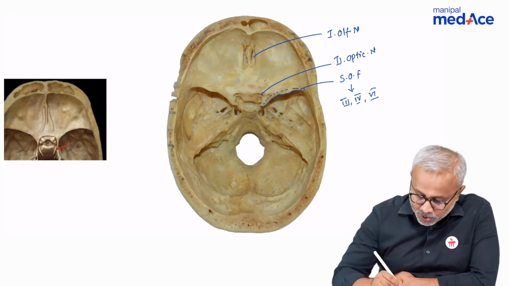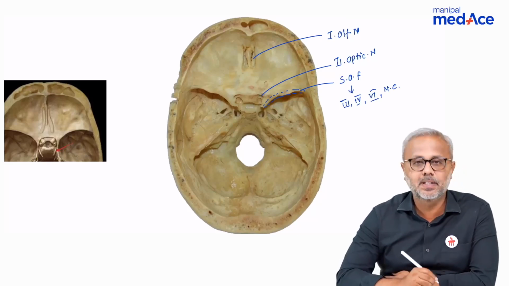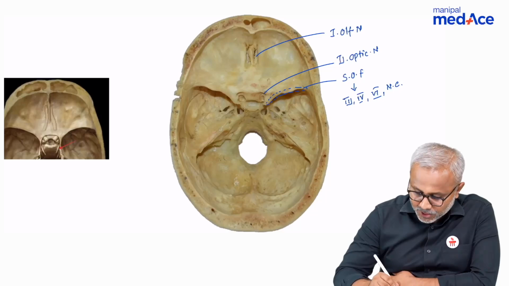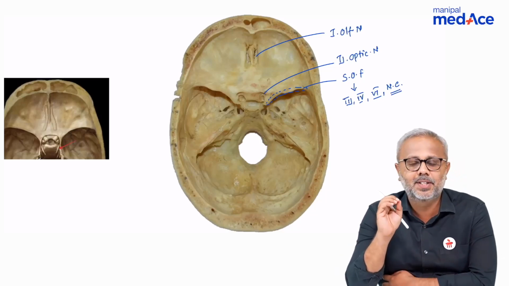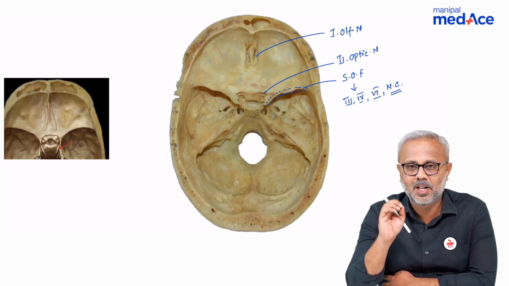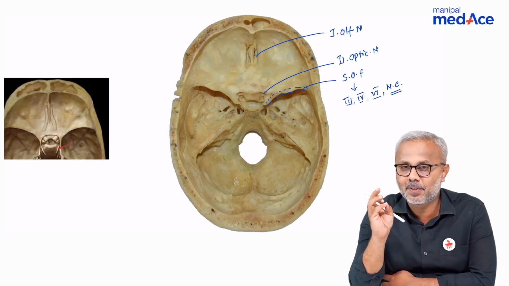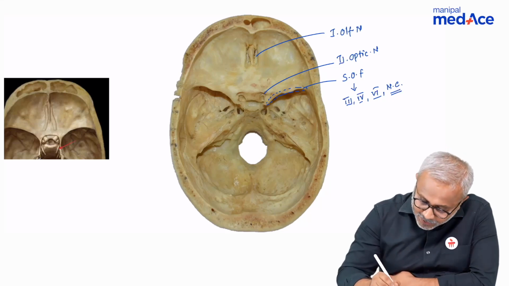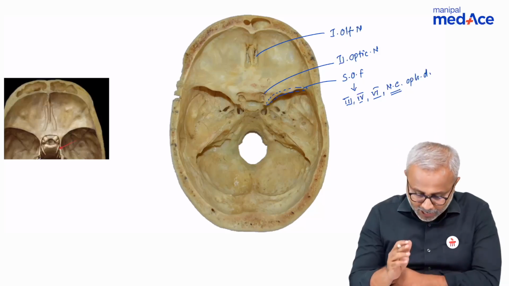Apart from this, also remember, it gives passage for the nasociliary division, right? The nasociliary division of the ophthalmic branch of the trigeminal nerve. Okay, apart from nasociliary, we also have the lacrimal nerve and the frontal nerve. So basically, it gives passage for the ophthalmic division of the trigeminal nerve, whereas maxillary passes through foramen rotundum.